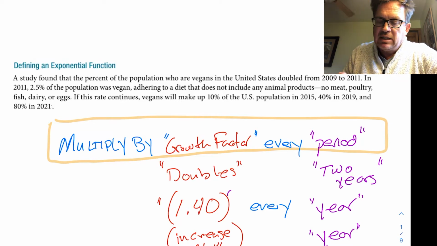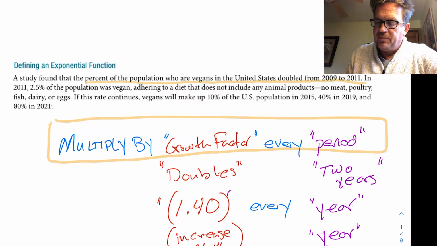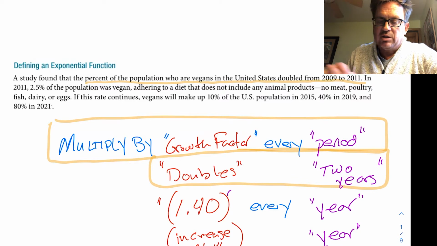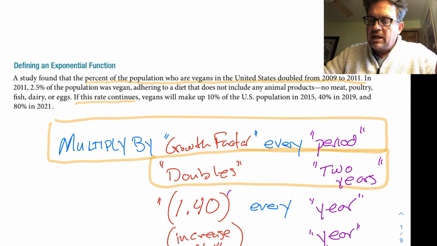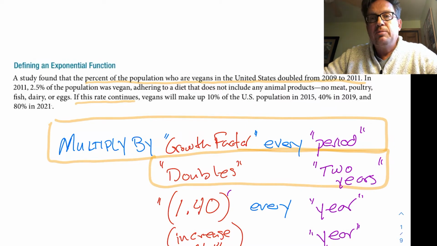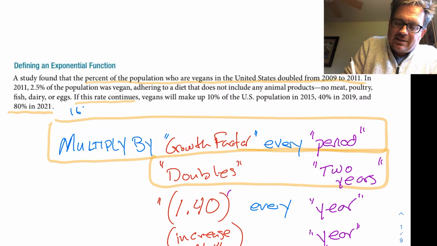It might be, as in this example, a study found that the percent of the population who are vegans in the US doubled from 2009 to 2011. So it doubles every 2 years. And if we assume this rate continues, then it was 10% in 2015, then it's going to be 20% in 2017, 2 years later. Then it's going to double again 2 years later in 2019 to 40%. And then 80% in 2021 and 160% in 2023.